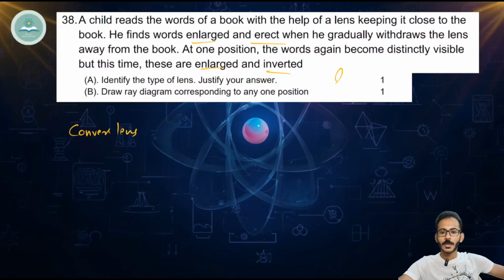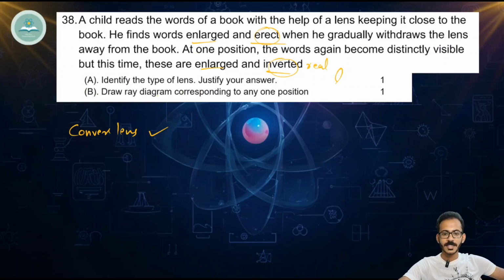Justify your answer. It is convex lens because here the child is getting erect image as well as inverted image. Whenever it is inverted, it is real. So it is real and inverted, virtual and erect. Those two kinds of images are obtained only by convex lens. It cannot be obtained with the help of concave lens. So the type of lens is convex lens.